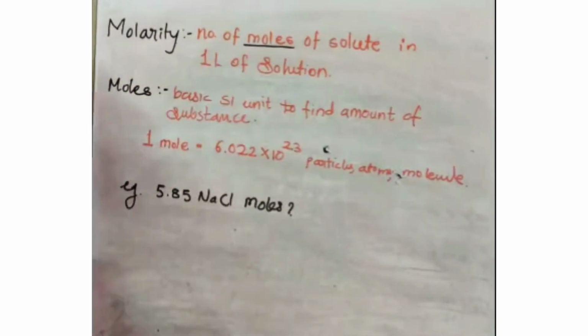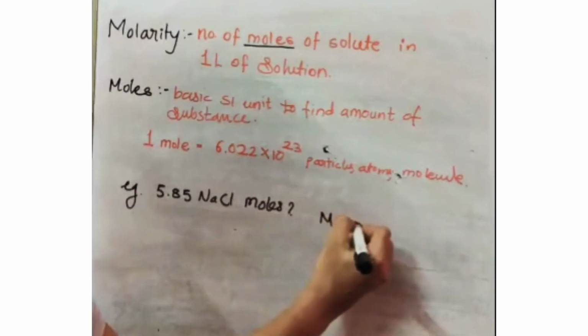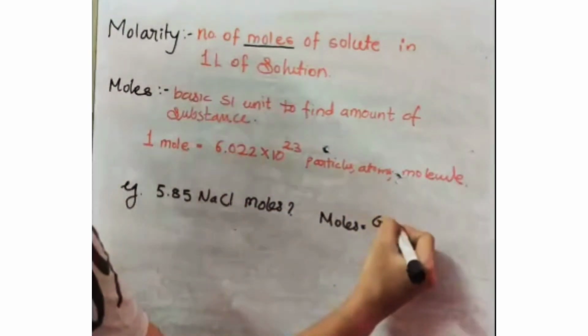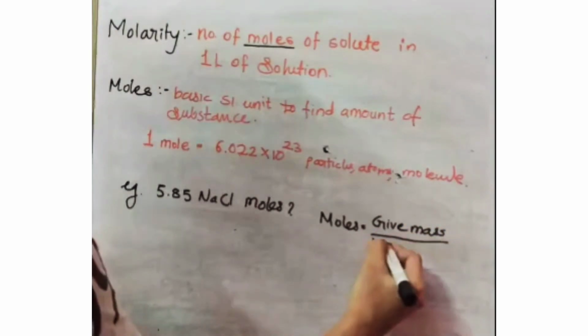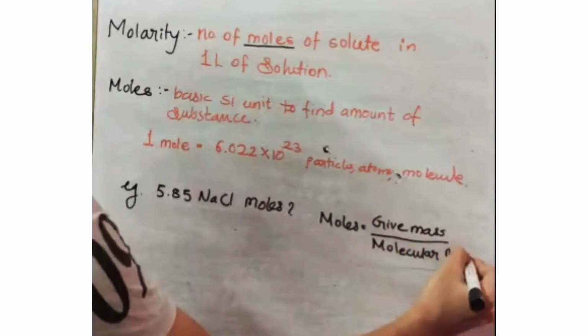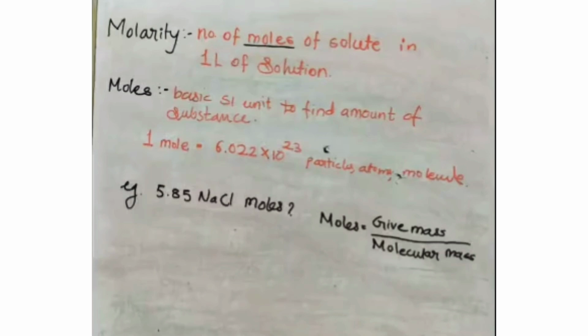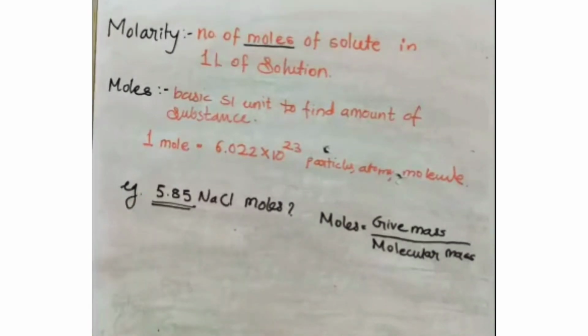So there is one formula to find out moles, that is nothing but moles is equal to the given mass of a particular mixture divided by molecular mass. What is it? Given mass upon molecular mass. This is nothing but moles. If we find out the value of mole, then we have to use this formula, given mass upon molecular mass. So over here we have the given mass, that is 5.85.